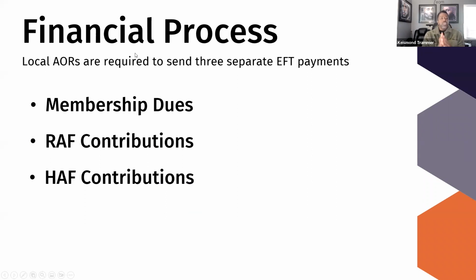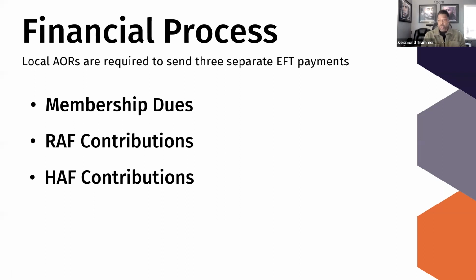All right, so the financial process also requires local associations to send 3 separate EFT payments, one for membership dues, one for RAF contributions, and one for HAF contributions. C.A.R. cannot process membership dues that are combined together. They should always be separate.